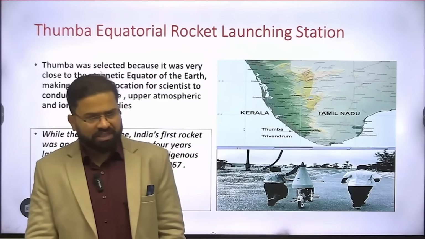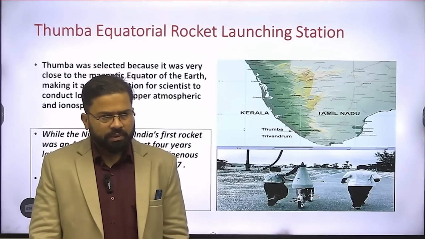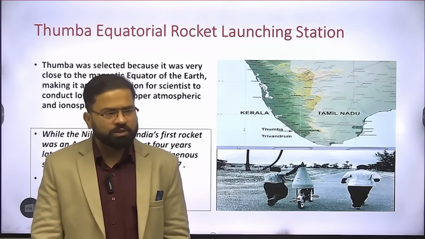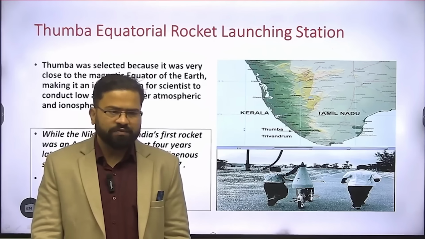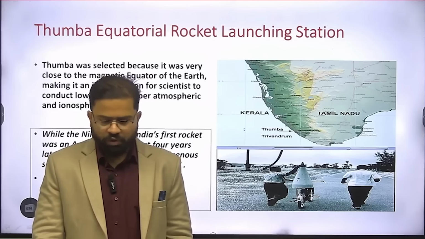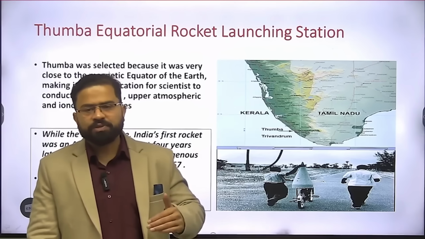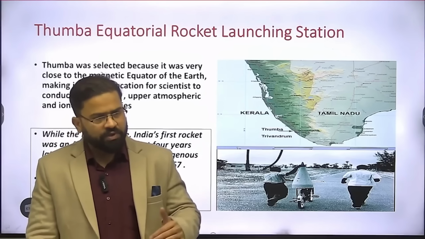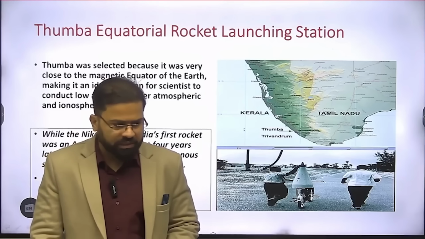But when you talk about the equator side, there we have the lowest magnetic intensity. Because of that, the cosmic radiation impinging on the Earth's surface will be reflected back. Obviously, the sky seems to be clear. So earlier it was thought that this could be the best location, and there we started the Tumba Rocket Launching Station.